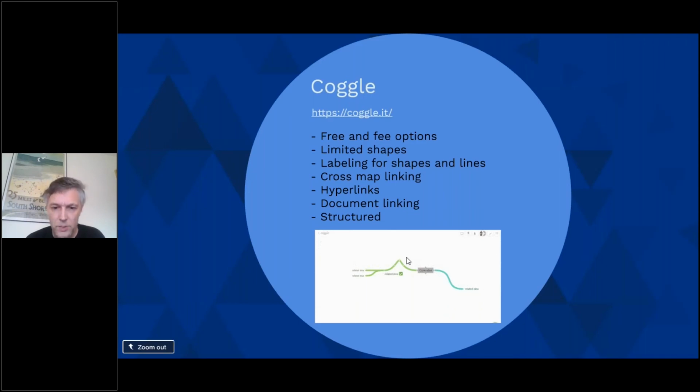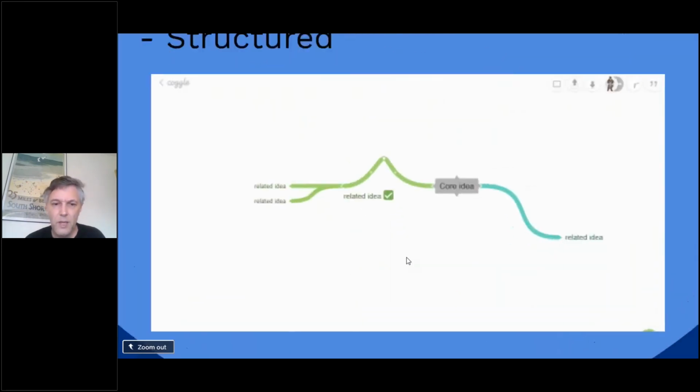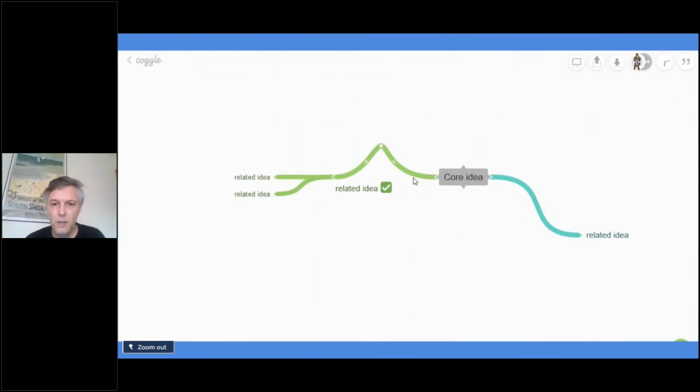What I also struggle with in some of these is that the node and the branches sometimes can and can't be labeled. My preference is always to find one where the branch can actually be labeled as well as the end node, because it allows me to put in that greater level of depth that I had talked about earlier. But this one, Coggle, is a structured mapping tool.